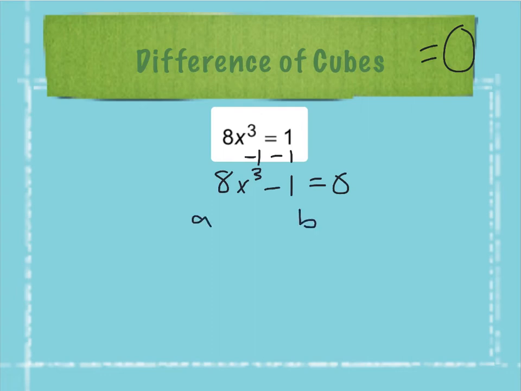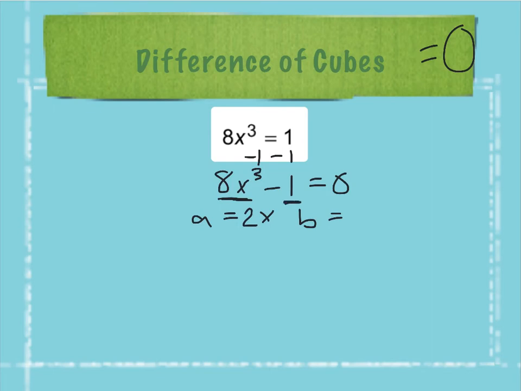So we need our a and we need our b. What's our a? So this first term is our a cubed. 2. So we need the number 2, because 2 cubed gives us 8. And how do we get x cubed? What do we need with that 2? x. So if we cubed 2 times x, we would get 8x cubed.